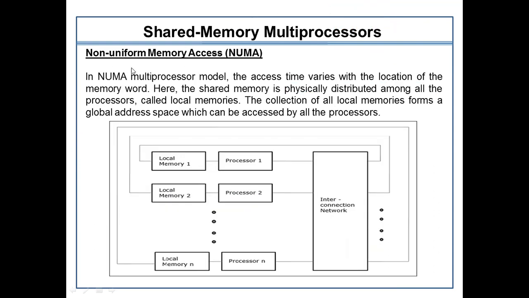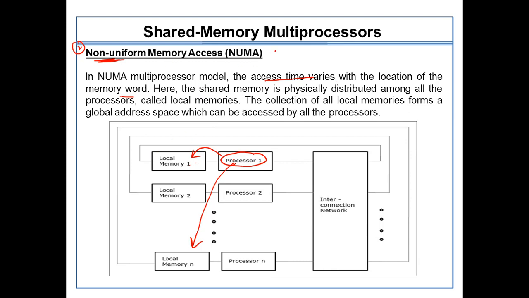So next is the second one, which is non-uniform memory access. As the name specifies, non-uniform, there is no uniformity in how the memory is going to be accessed by the processor. The access time varies with the location of the memory word. So here is the one point: if the processor is lying nearby the local memory of a particular machine, then it will take less time to execute the data. But if this processor has to talk to local memory n, then accordingly its access time will vary, right?